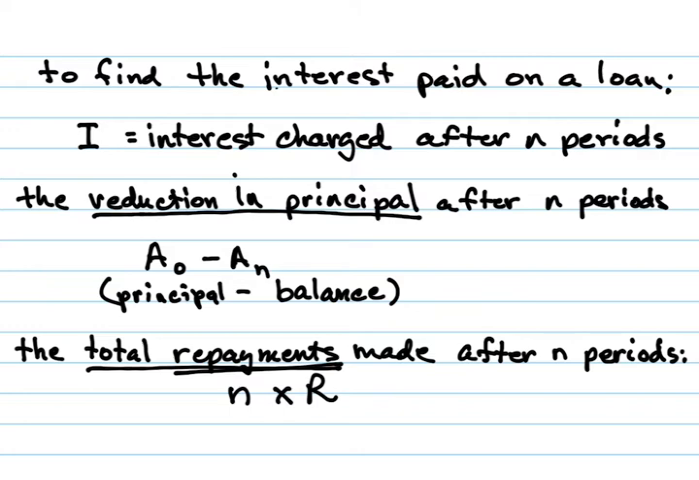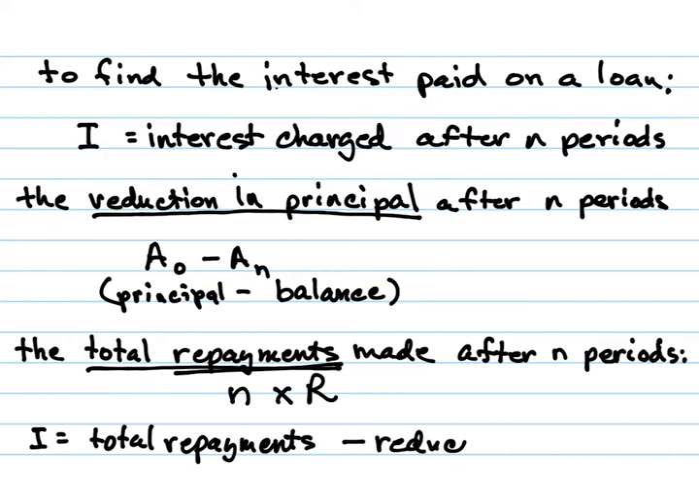Now, the interest is the amount that's left over after you subtract the balance from how much you've paid. So there's always going to be a difference between those two. And so we can find the total amount of interest as simply the total repayments minus the reduction in principal. So the total amount you paid minus the balance you still owe is what that's saying.